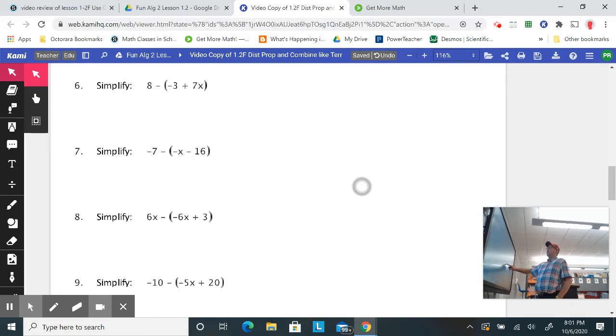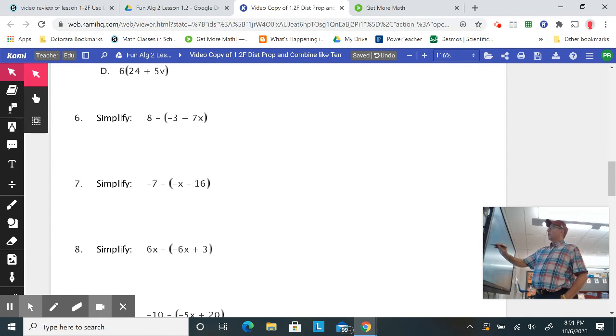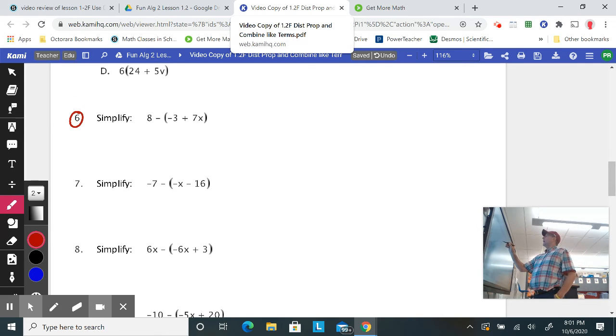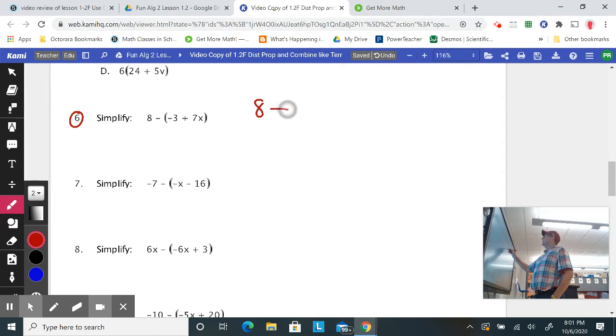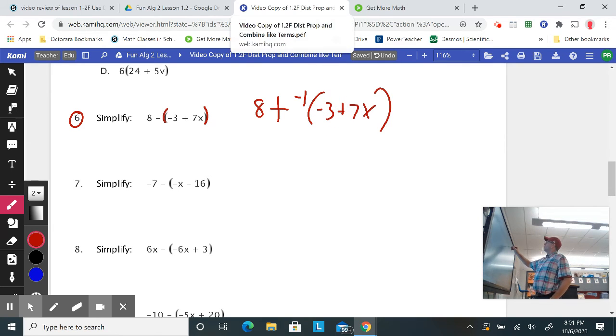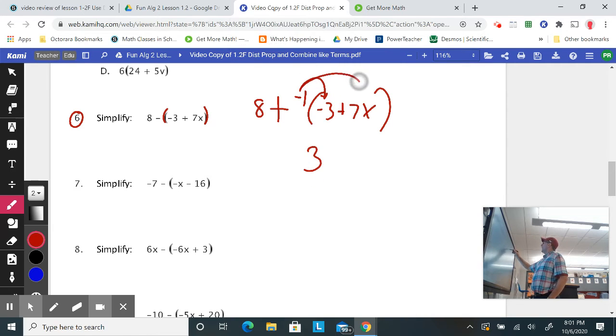Oh, yes. What happens when we have a problem like number 6? 8 minus a group, -3 plus 7x. I would change that subtraction to adding, and it's like you're making a -1 outside the parentheses. And what you're going to do is distribute the -1 times -3, so it's a +3. And -1 times 7x will give you a -7x. Bring down the plus sign, bring down the 8, the plus sign.